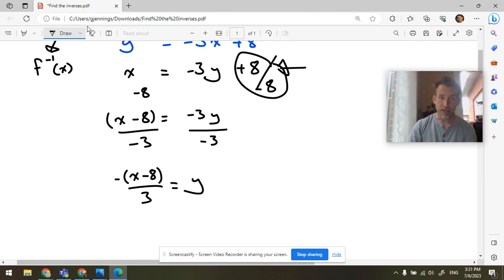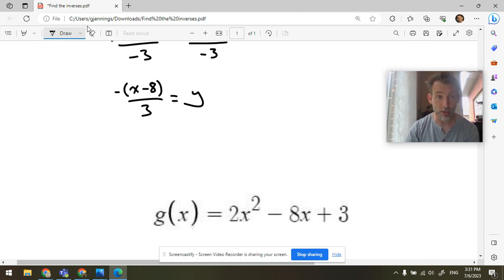All right. And then we can even distribute that negative in if we want to be super fancy. So if I distribute that in, that would be (-x plus 8) over 3 is equal to f inverse of x.